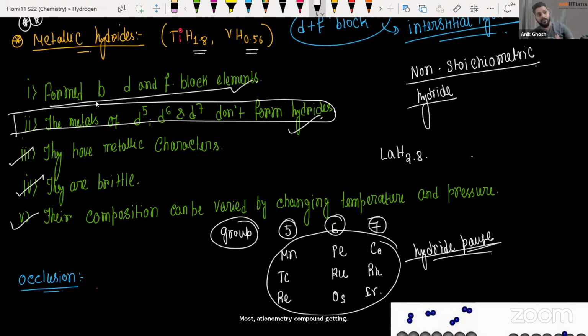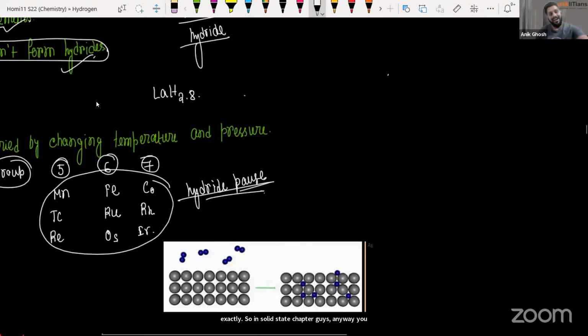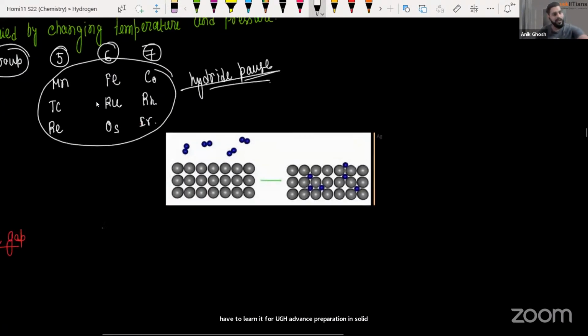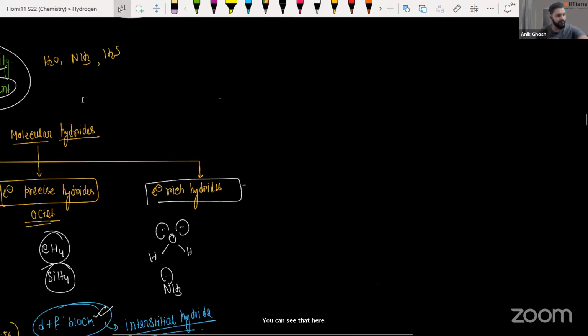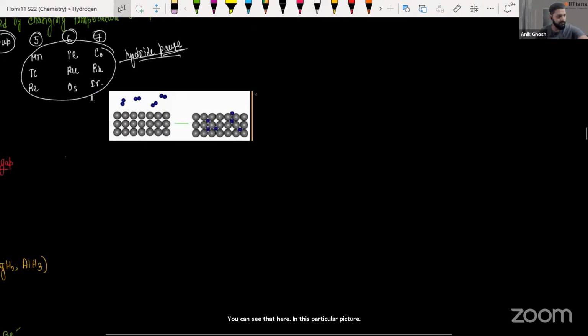The reason behind this, there are two reasons that they have mentioned in the NCERT. One of the reasons is something that was taught in one of the chapters in grade 12, goes by the name of solid state. Exactly, stoichiometric defects. Anyway, you have to learn it for your JEE Advanced preparation. In solid state, you are going to learn this. Whenever a crystal lattice is being formed, you can see that here in this particular picture.